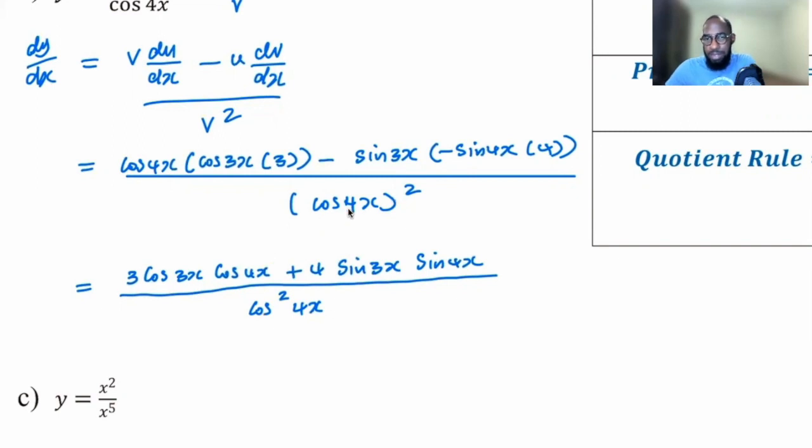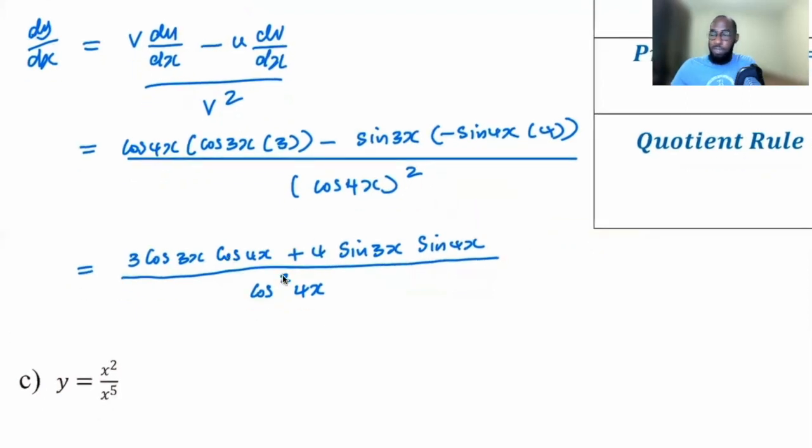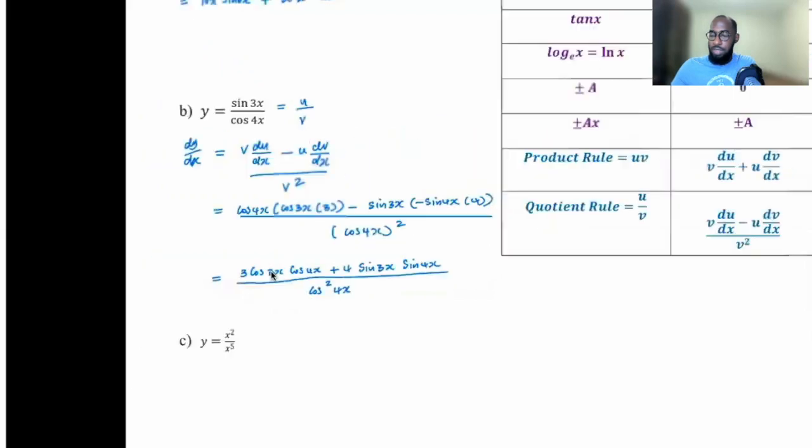Now, to simplify this, you have to put the square by the cos. You're not squaring 4 and x. This is not equal to cos 4 squared x squared, or 4 squared is 16, cos 16 x squared. That is wrong. You have to put the square by the cos. This is equal to this, not that. So try not to make that mistake, all right? And this here is your answer for part B.